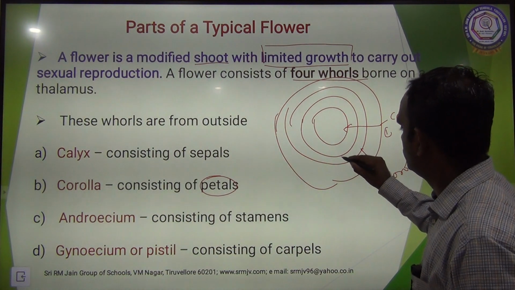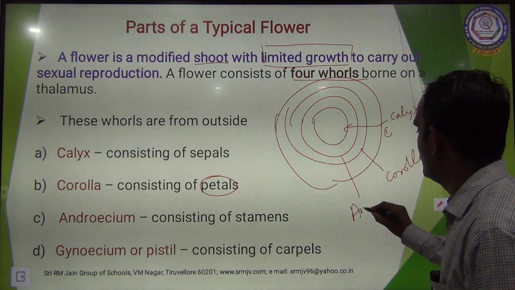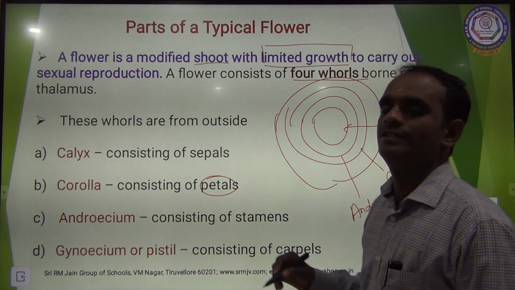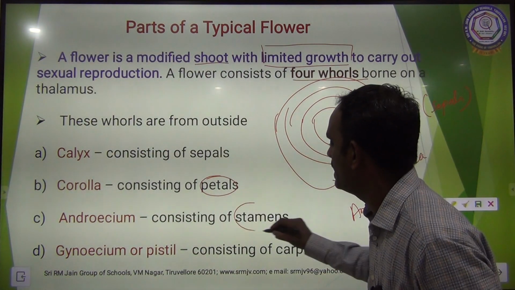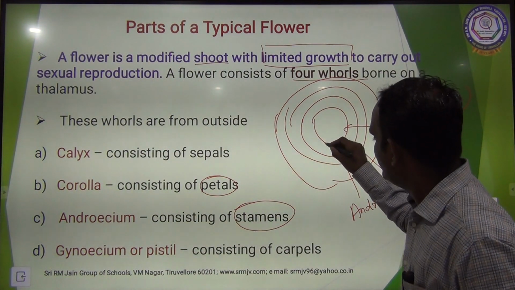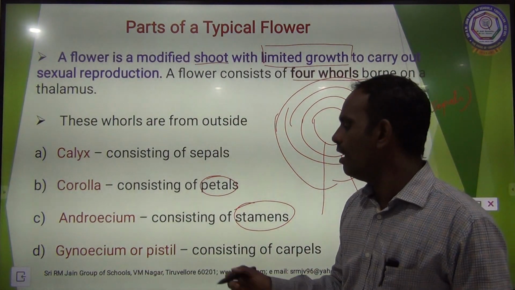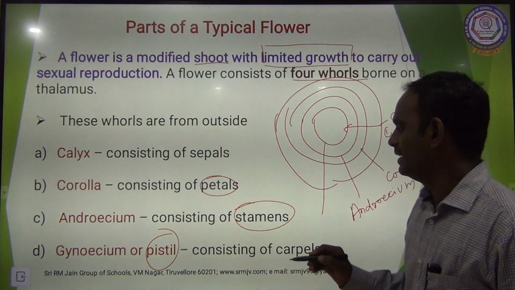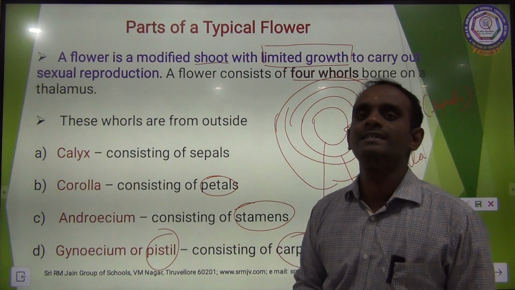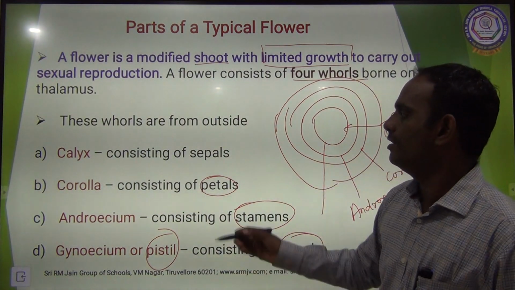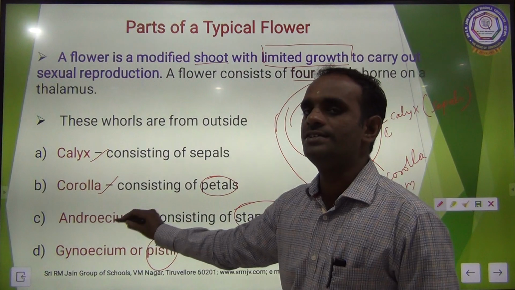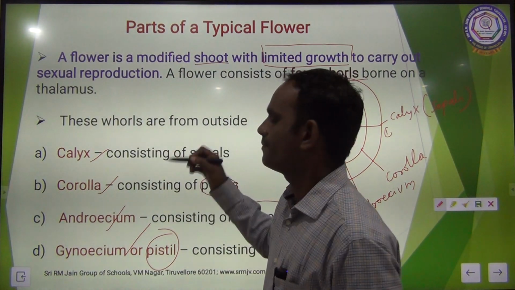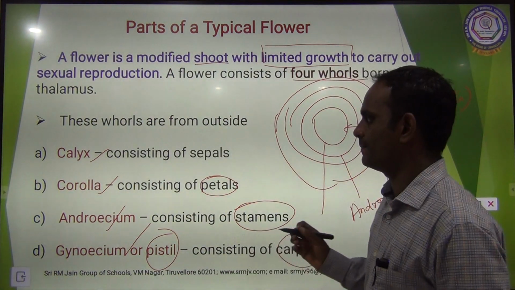Then the third one is androecium, the male part of the flower. It consists of stamens. Then the fourth, inside one, is gynoecium or pistil. It is the female part of a flower. It consists of carpels. So calyx, corolla, androecium and gynoecium, these are the 4 whorls.